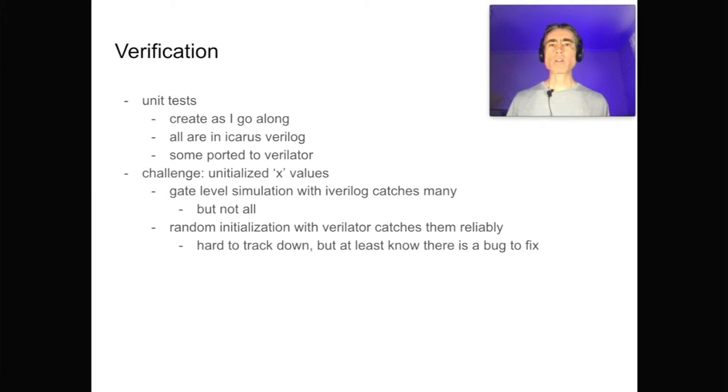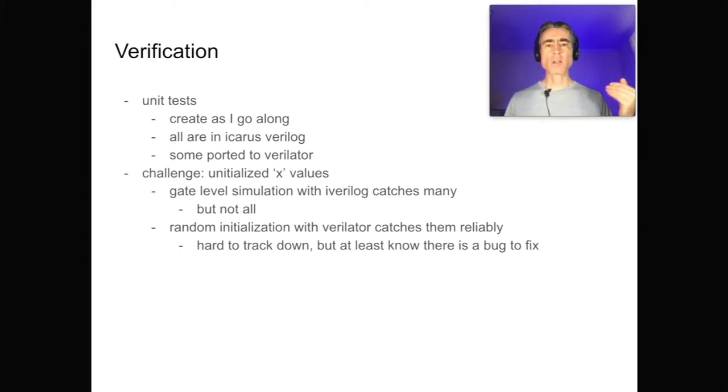I also experiment with using asserts with iVerilog. That also catches some, but again, not all. There's many edge cases and corner cases. What I'm finding works quite reliably is random initialization with Verilator. Whenever there's some new wire created, you can tell it to just initialize it with a random value. So sometimes it'll be zero, sometimes it'll be one. If you run it enough times with the random initialization, a failure to initialize will manifest in a failing unit test. These failures can be hard to track down, but at least we know there's a bug to fix.